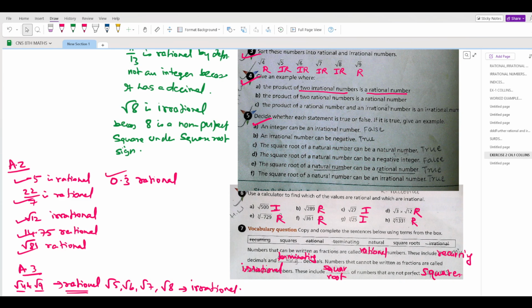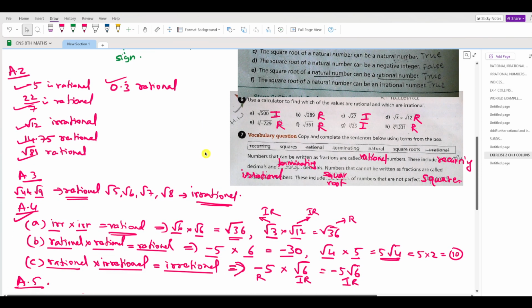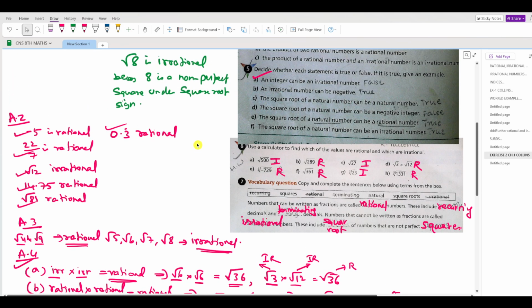Now this is a false statement because I have been keeping on telling you that all integers are rational numbers. So there's no way that you can say that an integer can be an irrational number. No. All integers are necessarily rational numbers. You will not be able to find any one integer which is an irrational number. So this statement is totally false, and because it is false, there is no need of giving an example.